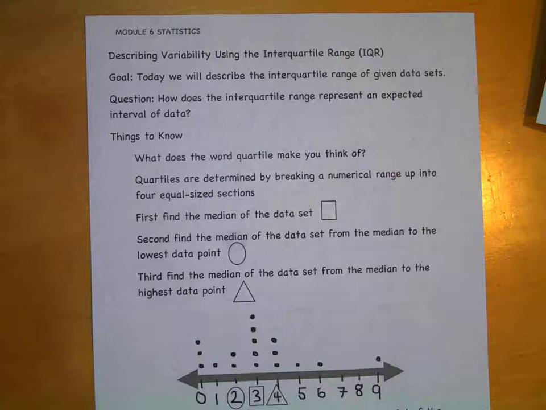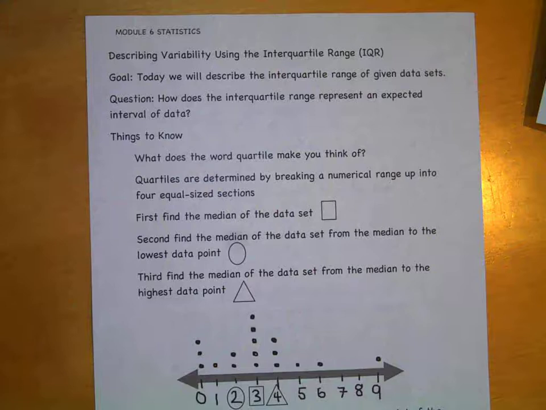This is lesson 8, and it is called Describing Variability Using the Interquartile Range, or what we call it for short, the IQR. The goal for today: we will describe the interquartile range of given data sets. The question that I want you to be thinking about in this lesson is, how does the interquartile range represent an expected interval of data?